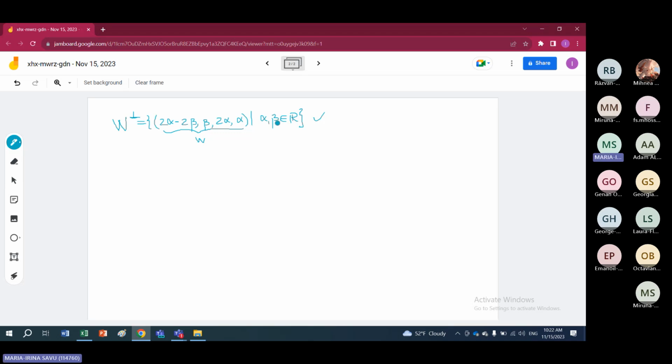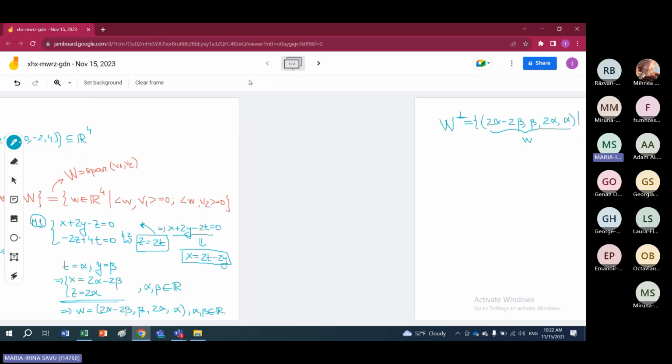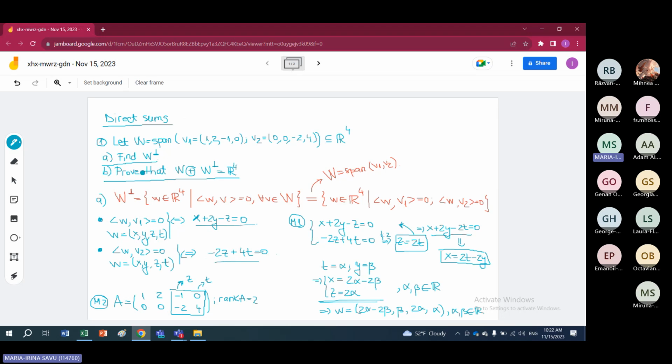Okay, and other question? If not, let's move further, let's move to part B. We have to prove that the sum is actually R to the fourth. What's a direct sum? Or how do you prove that the entire space is a direct sum of two subspaces? Which is the definition of the direct sum? The sum of the two spaces is R4, and the intersection of the two spaces is the null vector.